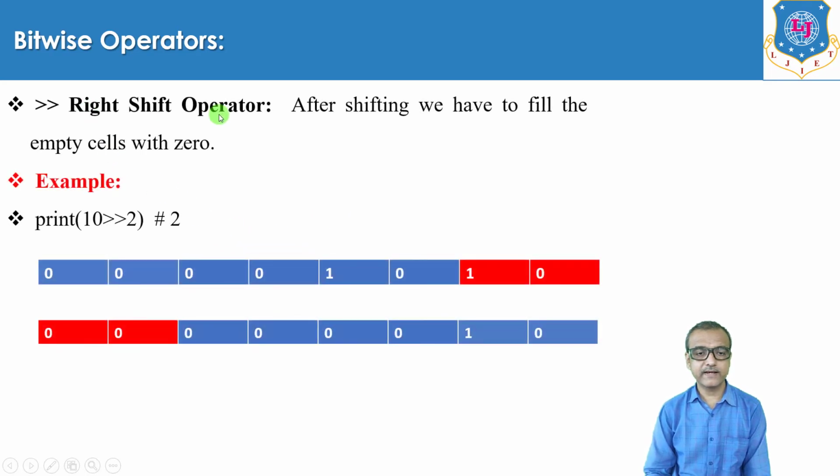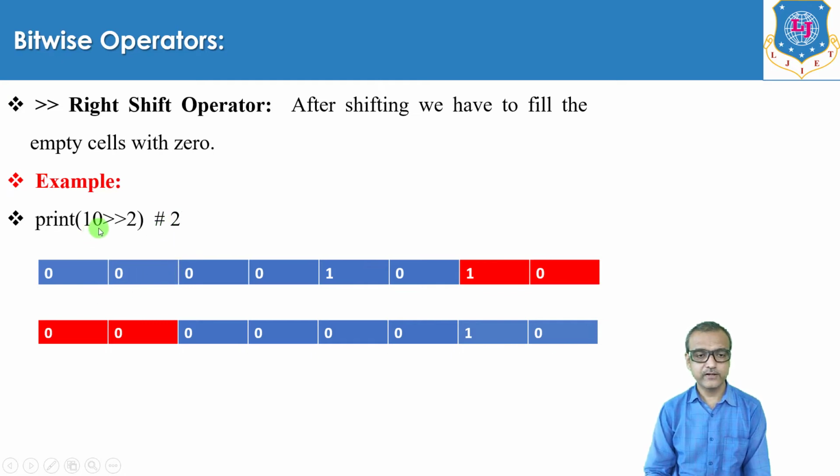Now we will see the right shift operator. After shifting, we have to fill the empty cells with 0. Now I will make you understand this concept with the help of an example. Print 10 >> 2. It means we have to shift the decimal 10 by 2 bits in the right hand side direction. So what will be the output in that case? That is 2. I will make you understand this with the help of an example.